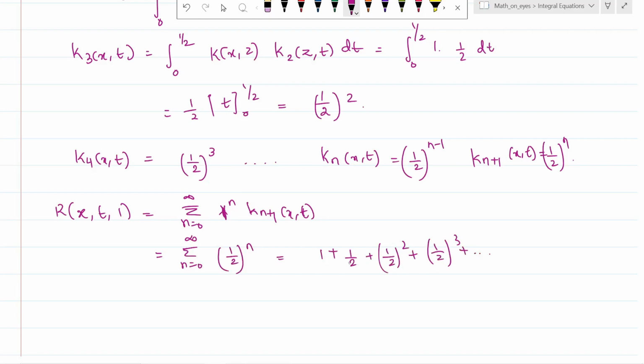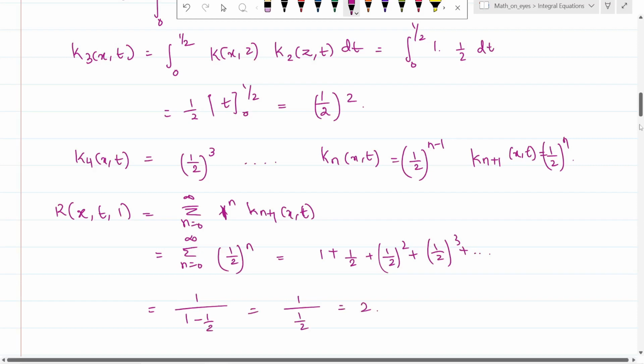Since 1/2 is a number which is strictly less than 1, we get the summation of the infinite series as 1 divided by 1 minus 1/2, which is equal to 1 divided by 1/2, which is equal to 2. So the answer is 2.